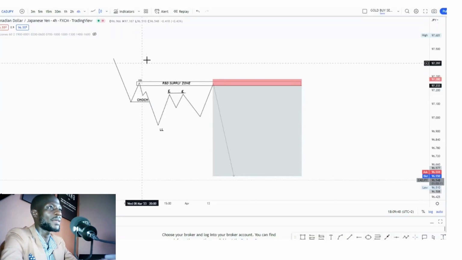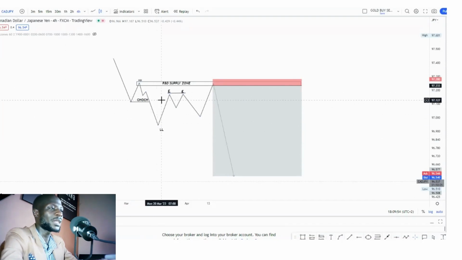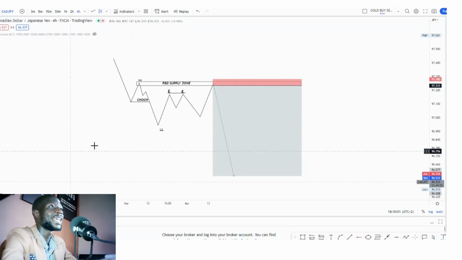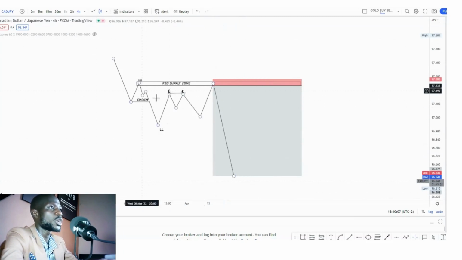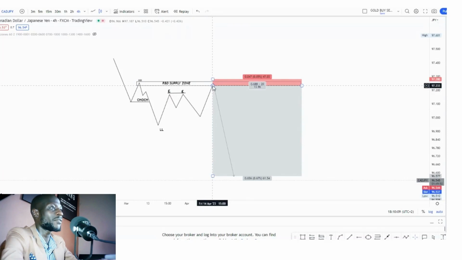So we have our rally, base, drop, supply zone. Make sure that there's also a change of character. We have that. And then how did the market come to you? You saw equal highs being created. When equal highs are created, what comes into your mind? Liquidity. And what do you do? You wait for the liquidity to be taken out. And once the liquidity has been taken out, you wait for your confirmation at this level right here.